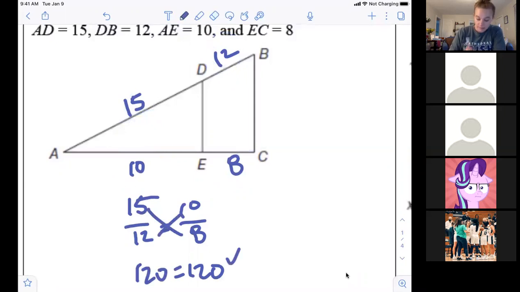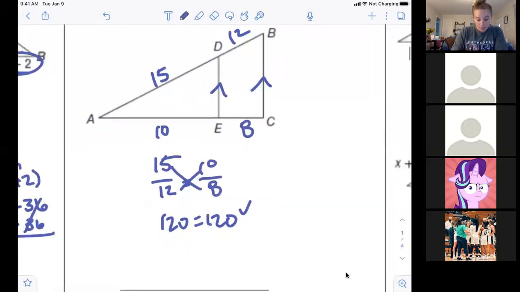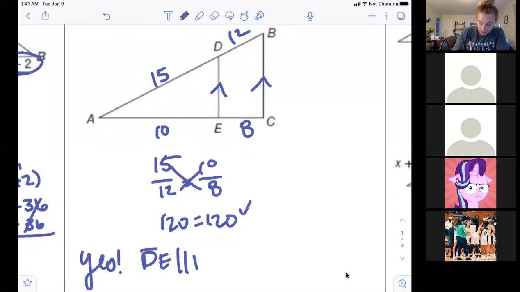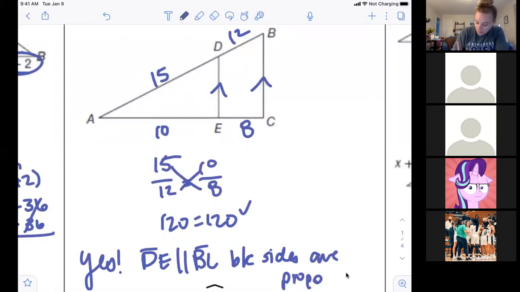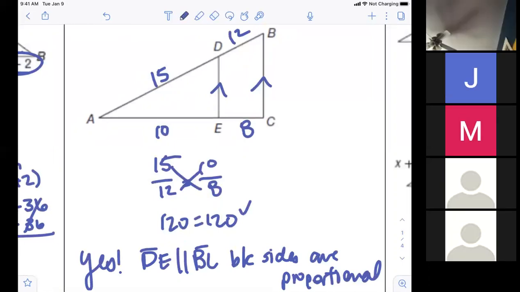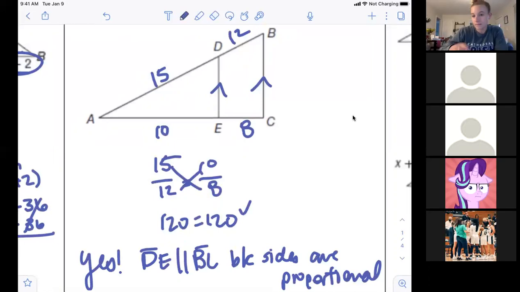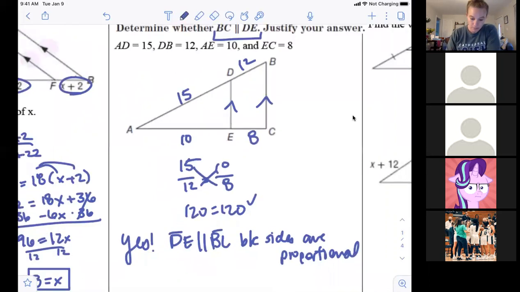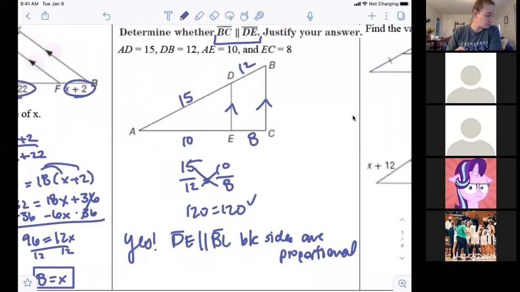Oh, shoot, look, they're the same. When they're the same, that means it's a true statement. That means the proportions are equal. That is true. And so these lines are parallel. So I'm going to write yes, DE is parallel to BC, and it's because sides are proportional. Okay, anybody questions on that?